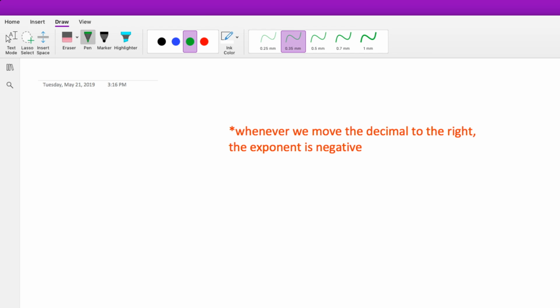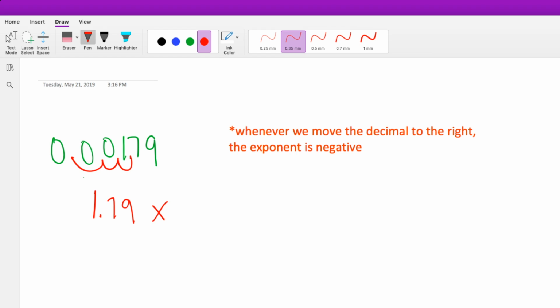So here we have 0.00179. We want to get it into that same format we were just looking at these problems in. Where does this decimal need to go? It wants to be right after that first non-zero number. That 1 is the first non-zero number, so we're going to move it over to where it wants to go. 1.79. Okay, how many times did we have to move it over? 1, 2, 3. Okay, we always do the times 10, and then I'm just going to write that 3 down.